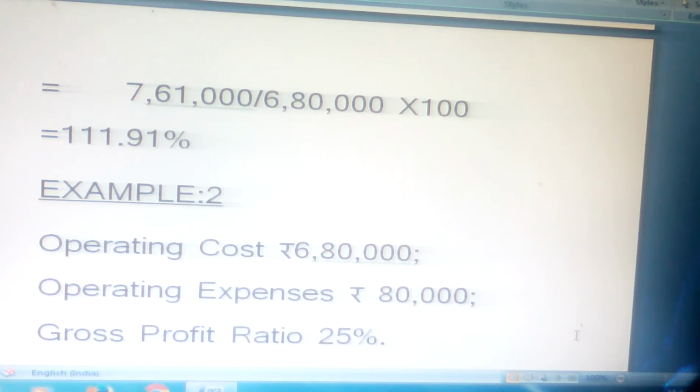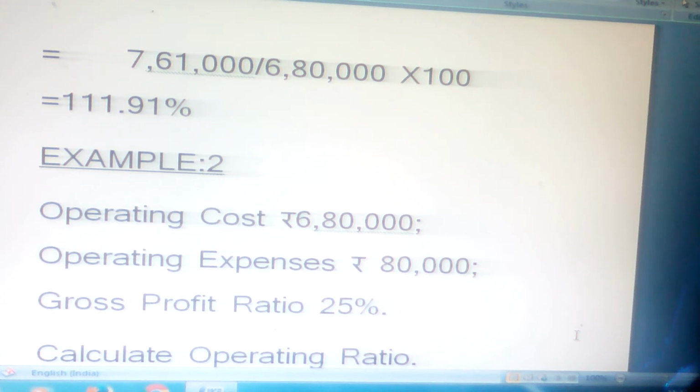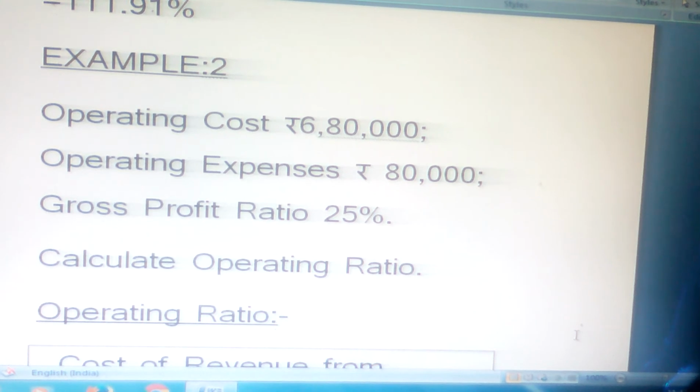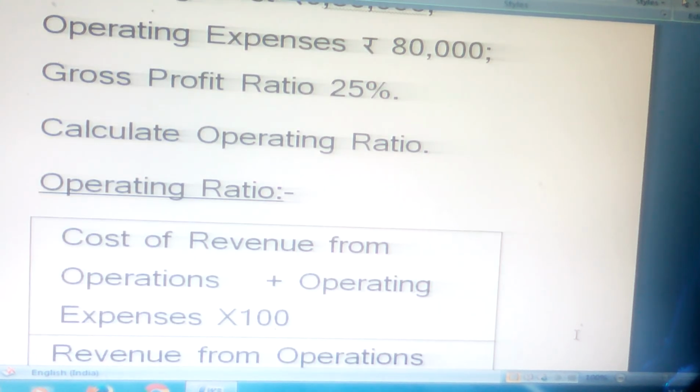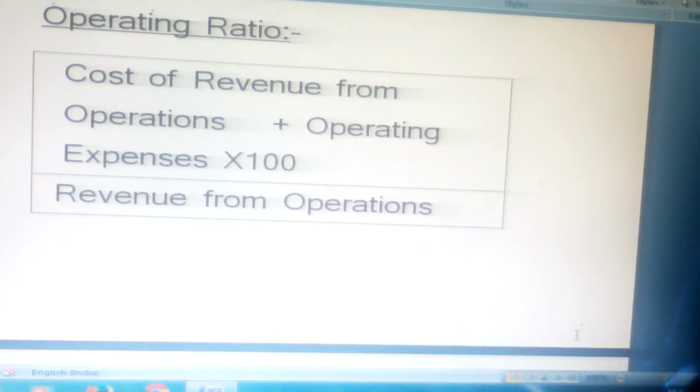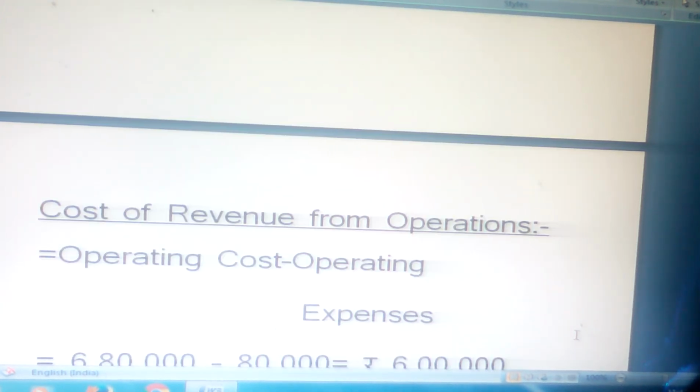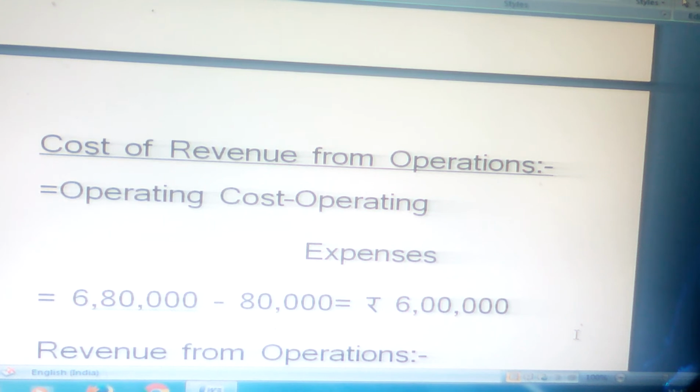Now moving to our next problem. Here they have given operating cost 6,80,000, operating expenses 80,000, and gross profit ratio 25%. Calculate operating ratio. So again we substitute the formula: cost of revenue from operations plus operating expenses divided by revenue from operations into 100. First, cost of revenue from operations. Here they have given operating cost and operating expenses, so we simply deduct: operating cost 6,80,000 minus operating expenses 80,000, we get 6 lakhs.